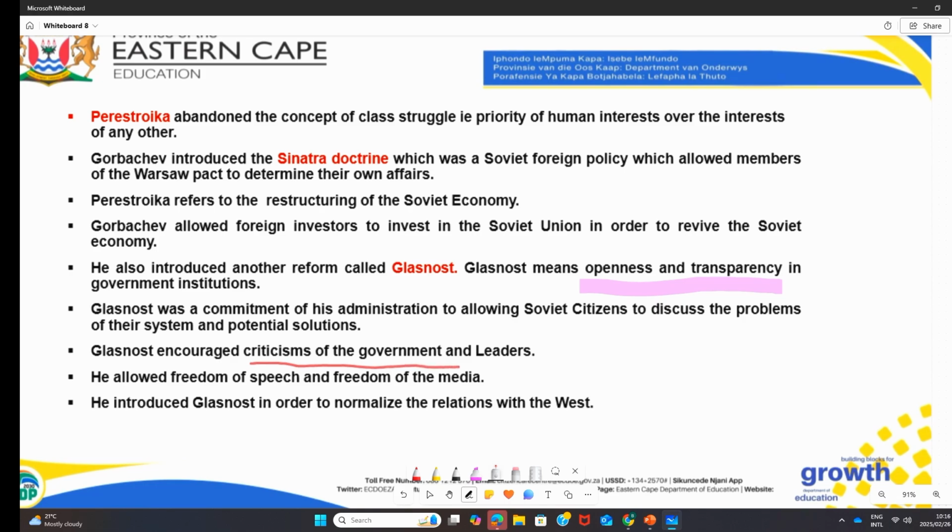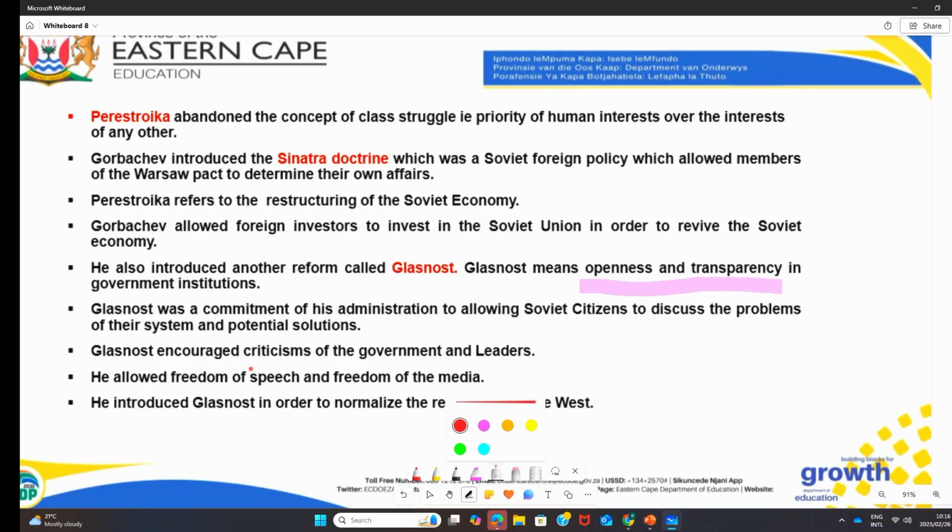Allowed criticisms. When you are discussing this essay, there are main points that you must not miss when you're talking about the collapse of the Soviet Union. You must be able to say Glasnost encouraged criticisms of the government. This was the first time in Russia that the government would be criticized. In the past, before he came to power, his predecessors would never allow anybody in Russia to criticize the government. But this one, he said, no, people must be allowed to express themselves concerning how the government is run.